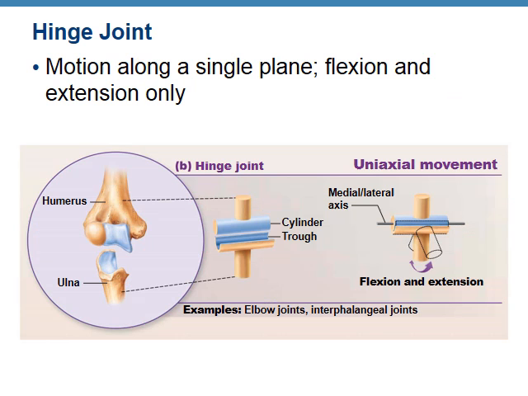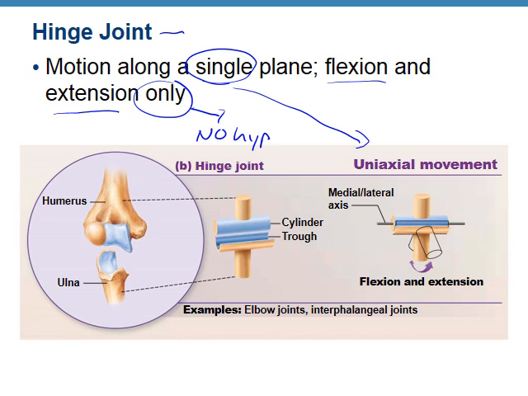Second example we have is a hinge joint. This is motion along a single plane. So if you see single, you should think uniaxial movement. Flexion and extension only. So what does that mean? That means no hyperextension. Best example of a hinge joint is your elbow. Some people think of it as a one-way door, right? You can only do flexion and extension. You can't do hyperextension. Remember, this is our trochlea, the capitulum. This is the trochlear notch. On the back side, we have the olecranon process. And if you look at that joint, you know that there's no hyperextension of the elbow.